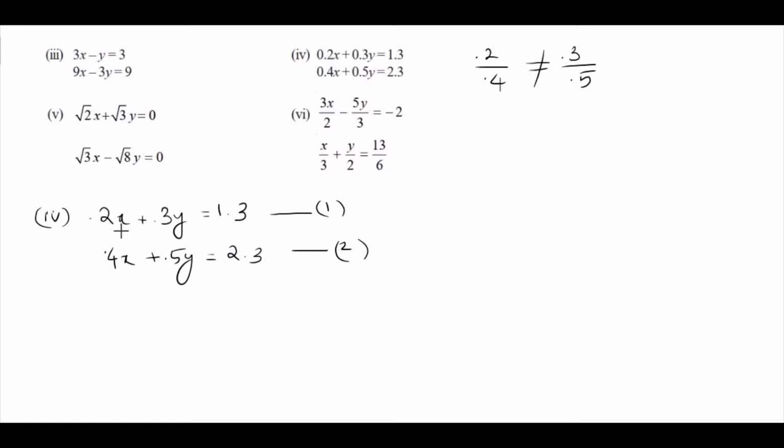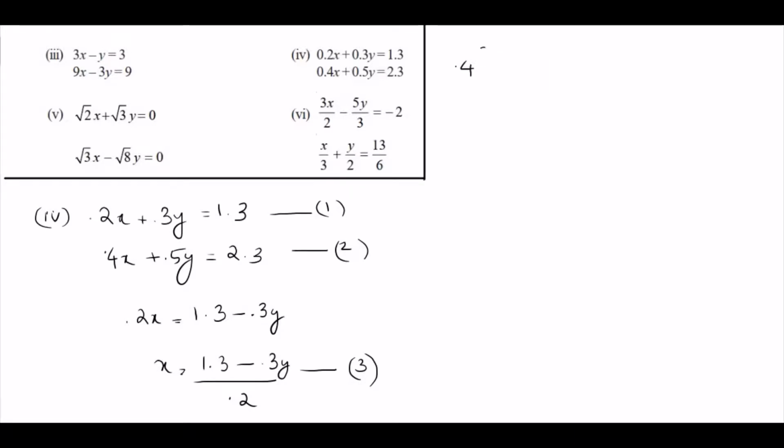Write one variable in terms of the other from the first equation. So here, when you write x in terms of y from the first equation, you get 0.2x is equal to 1.3 minus 0.3y. That is x is equal to (1.3 minus 0.3y) by 0.2. Now let this be the third equation. Now substitute this value of x in the second equation. So you get 0.4 into (1.3 minus 0.3y) by 0.2 plus 0.5y is equal to 2.3.